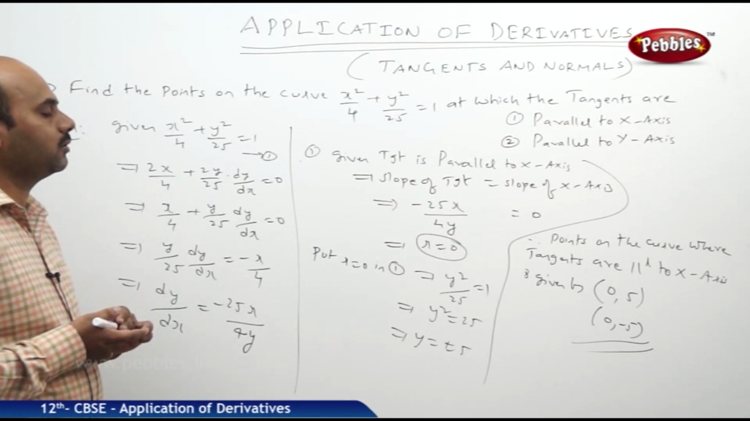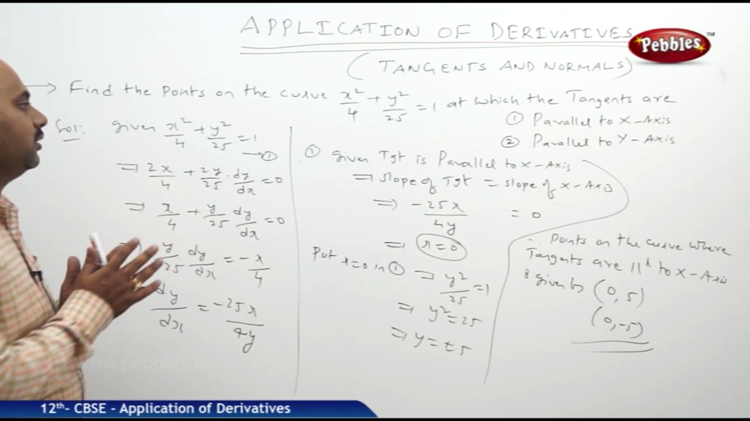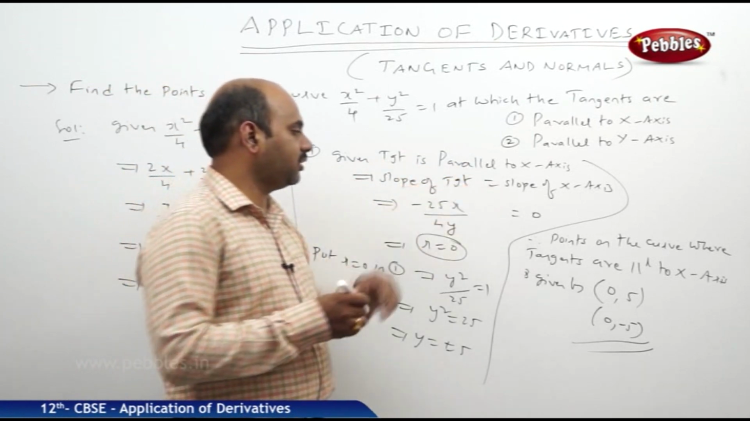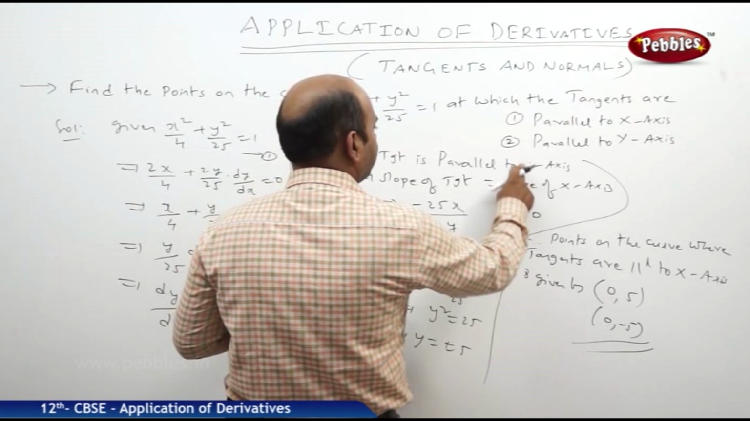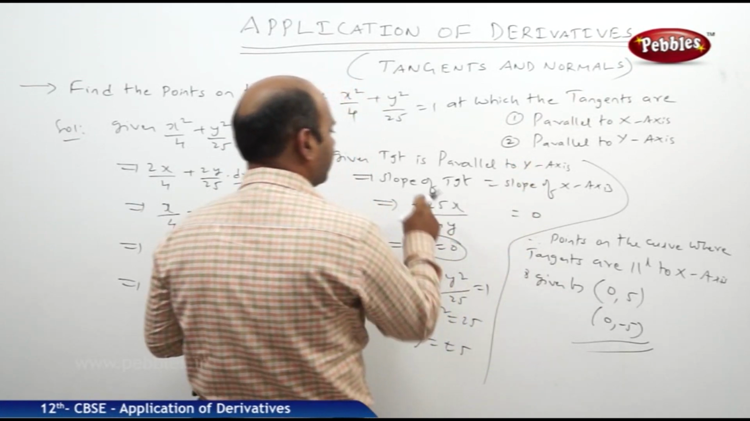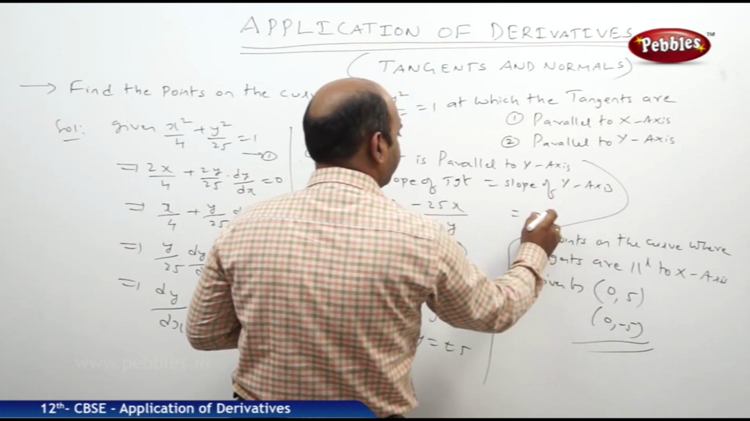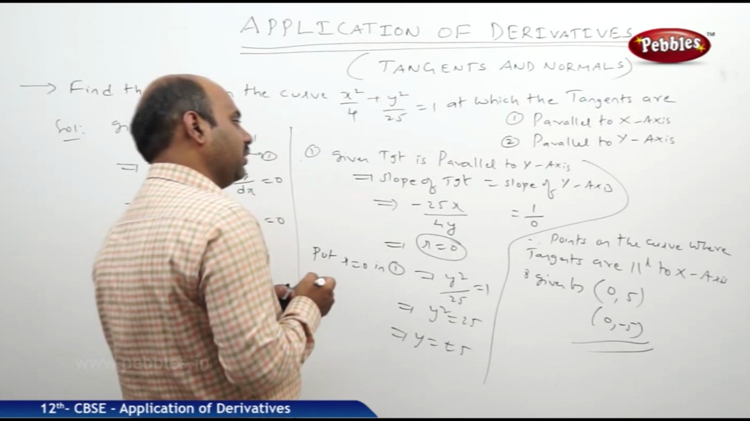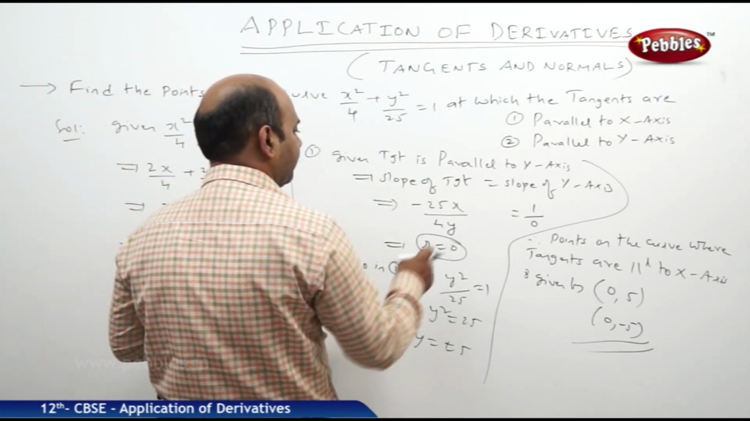Now, in the second question, what is it telling? Parallel to y-axis. That means for the slope of the tangent, how we should write: given tangent is parallel to y-axis. I am continuing here, given tangent is parallel to y-axis. That means slope of the tangent is equal to slope of y-axis. Slope of y-axis is always undefined. As it is undefined, I will be taking 1 by 0.